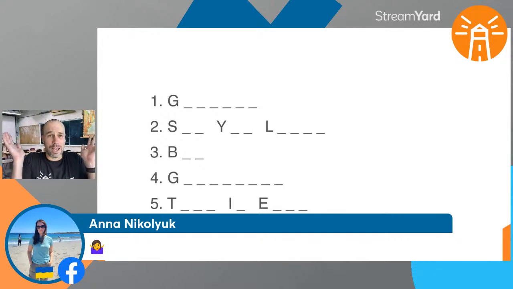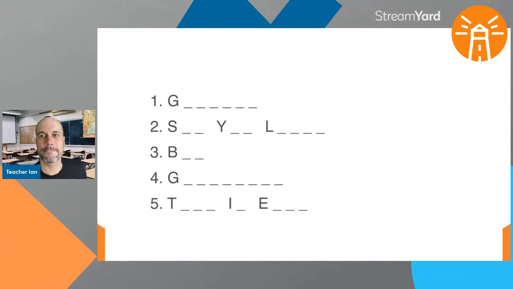Is that for number 5, Anna? You're not sure about number 5? I'll let you guys think about it. Starts with T. It's 3 words. Okay, so that's number 5. Anybody? Number 5? I'll write it here.